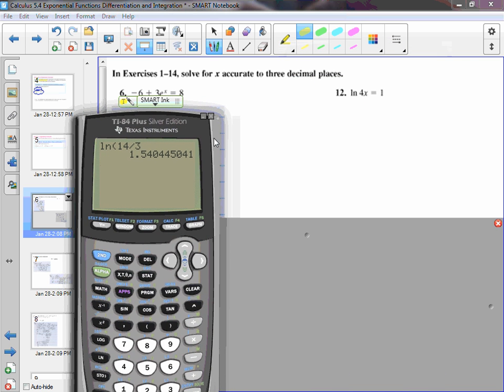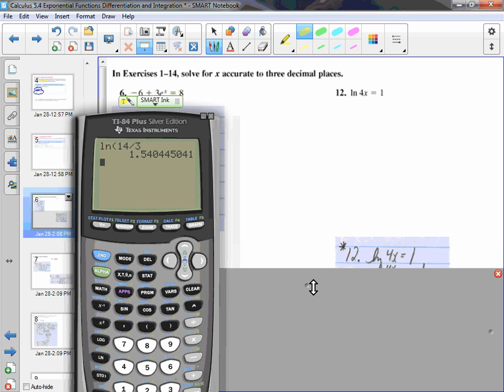All right, number 12. We're still solving for x. This time we have the natural log of 4x equals 1. Well, I can't get x any further isolated without getting rid of that natural log. So exponentiate both sides, e both sides. So we exponentiate the left and turn that into e to the natural log of 4x. Exponentiate the right, turn that into e to the 1.